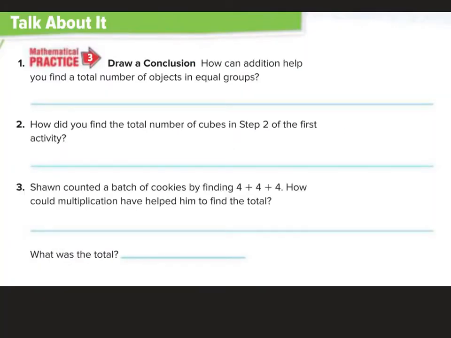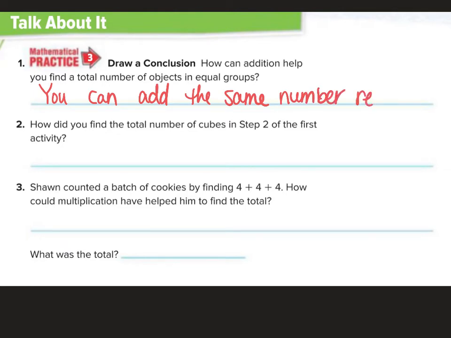All right, so here it says we need to draw a conclusion. How can addition help you find the total number of objects in equal groups? We can use addition to add the same number repeatedly. So let's just write, you can add the same number repeatedly.